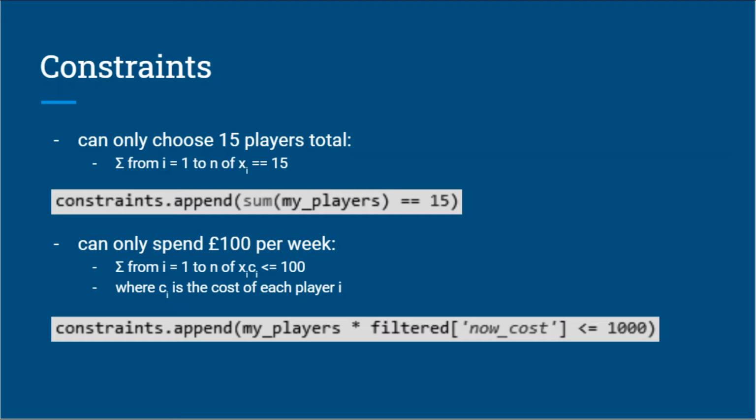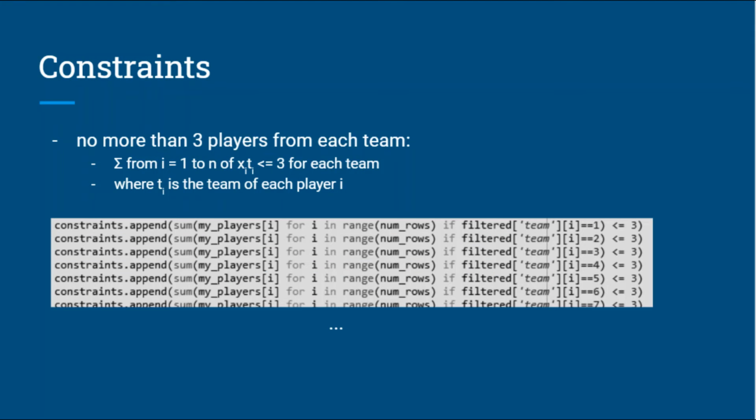In our formulation, we multiplied everything by 10. So we coded this by multiplying the array of booleans by the current cost of each player and ensuring this result is less than or equal to 1,000. Last, we had to ensure that we chose a maximum of 3 players from each Premier League team, which was easy enough to formulate in Python.